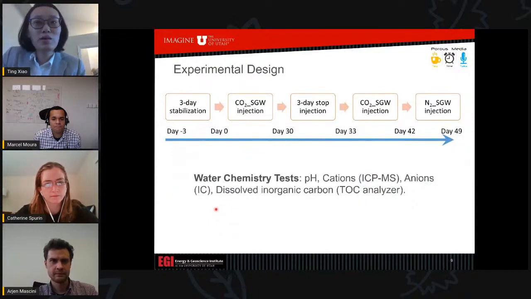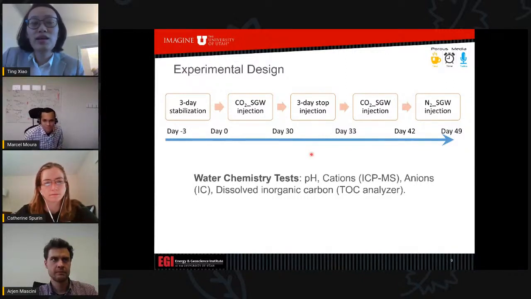Here is our experimental design. First of all, we inject nitrogen synthetic groundwater for 3 days to stabilize the system. And then we start to inject CO2 synthetic groundwater into the columns for 30 days. Then we have a 3-day stop of injection to extend hydraulic retention time to see if there are any further chemical reactions. Then we resume the injection until day 42.